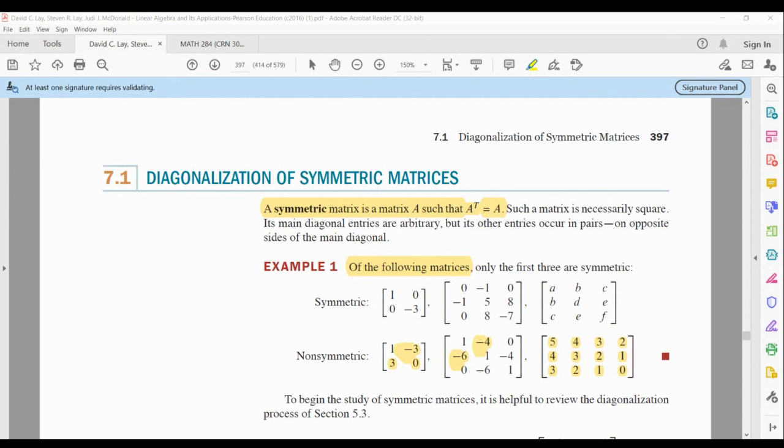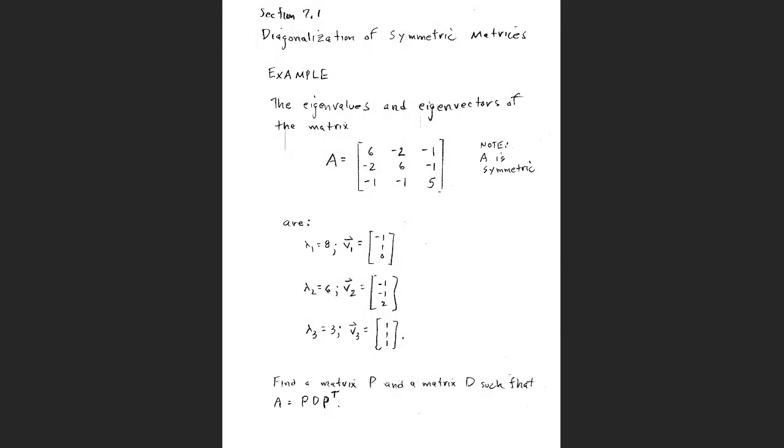So I want to bring up an example here. This is the example, and I want to give you a moment to copy it down. Note that A is a symmetric matrix. So copy down the example.